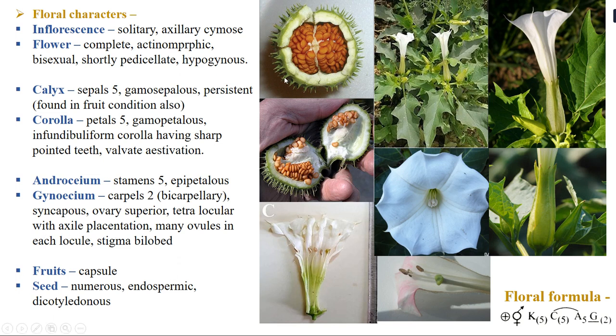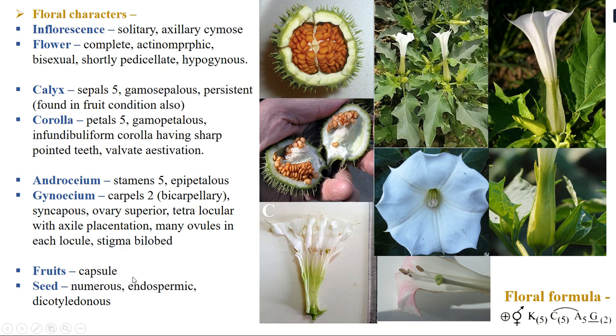That means the ovules are arranged from the center. They are attached to the center, not to the periphery. Can you see this? Inside, there are many ovules, and all the ovules are attached at the center and not at the periphery. So this is axile placentation, where there are many ovules.